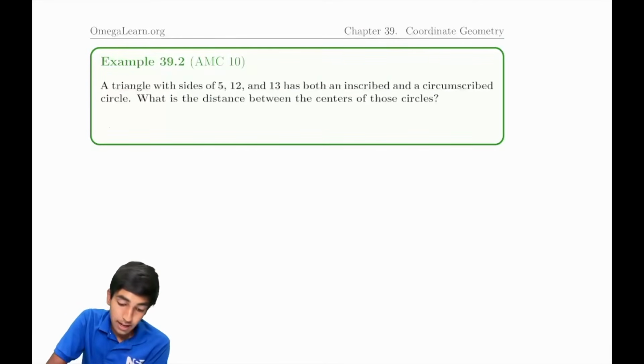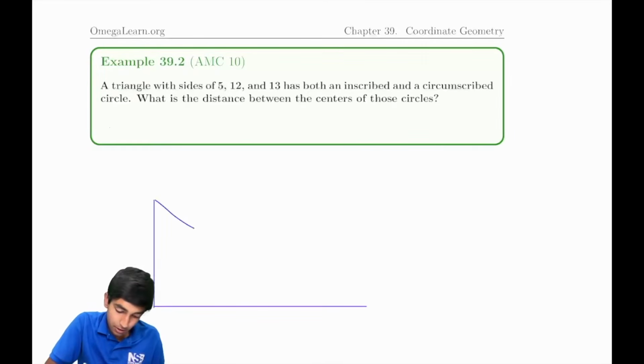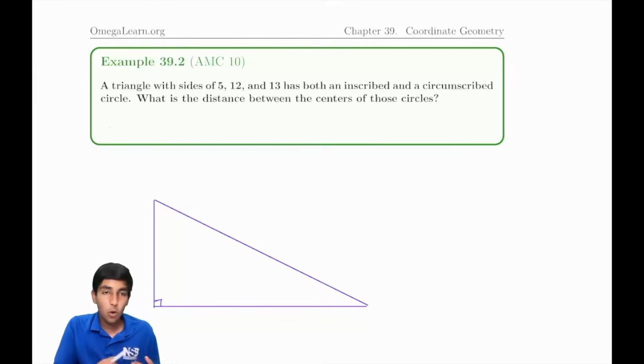A triangle with sides 5, 12, 13 has both an inscribed and circumscribed circle. What is the distance between the centers of these circles? The first thing, this is kind of like a combination, right? Directly using coordinate geometry is going to be a bit tricky, but using some facts you know about geometry along with some coordinate stuff makes for a very nice and simple solution.